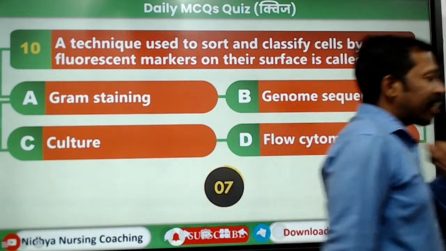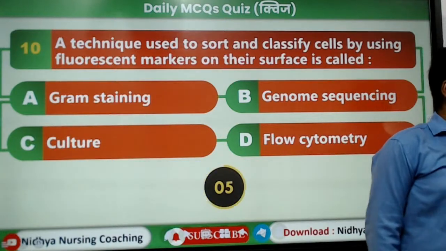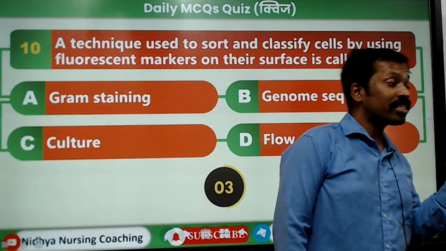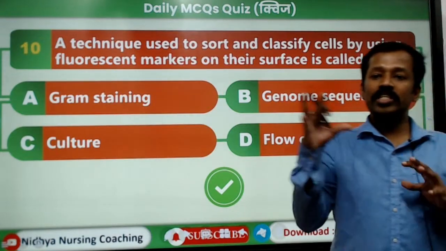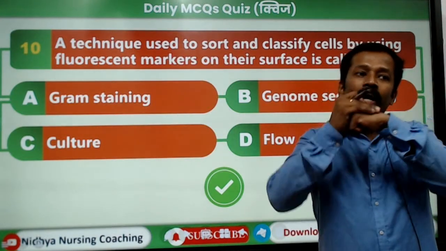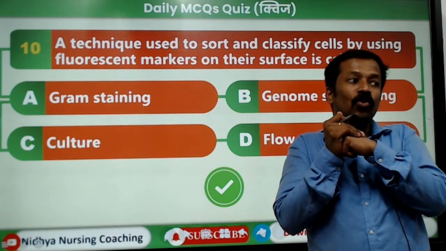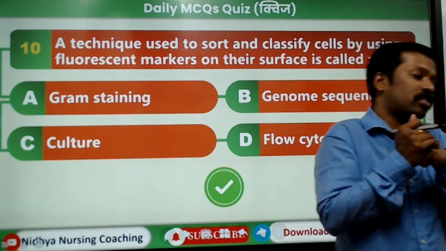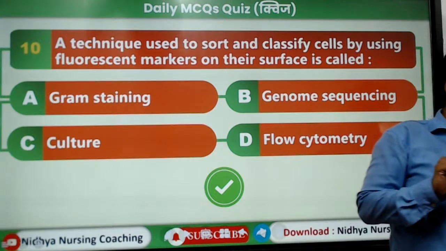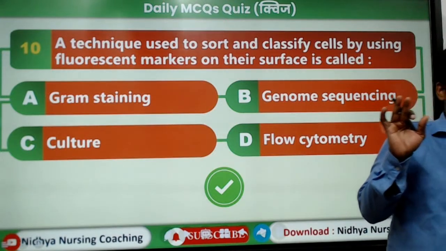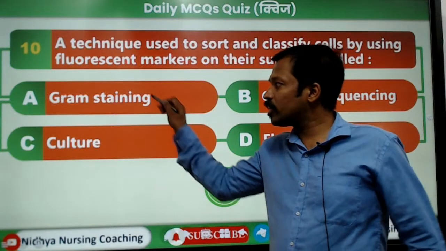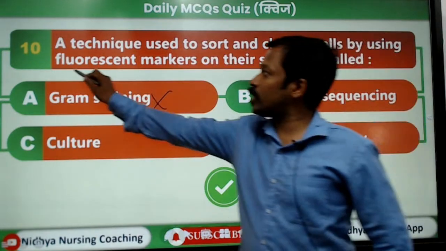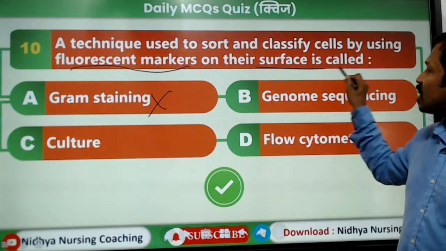A technique used to sort and classify cells by using a fluorescent marker on their surface is called what? Fluorescent marker on their surface. Never confuse it with staining. It is not staining. It is a fluorescent marker on their surface.